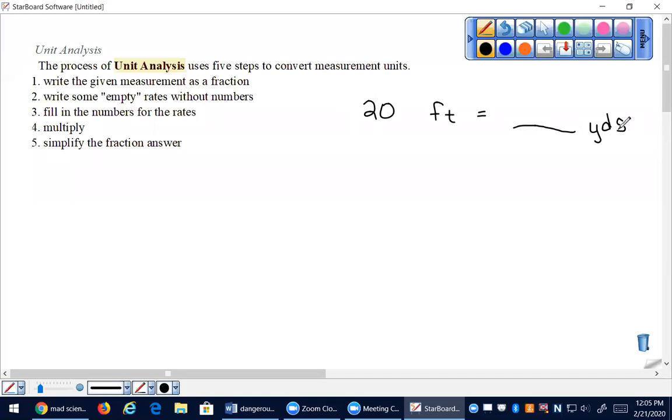And if you have some way of knowing whether you're multiplying or dividing, you could do this nicely. But if your brain is shutting down on a test and you can't get this in your head, am I multiplying, am I dividing, and so on, then this will help you. Okay, so my first step is to write what I am given as a fraction. So I'm going to write 20 feet, and since it's not a fraction, I'll put it over 1 to make it a fraction.